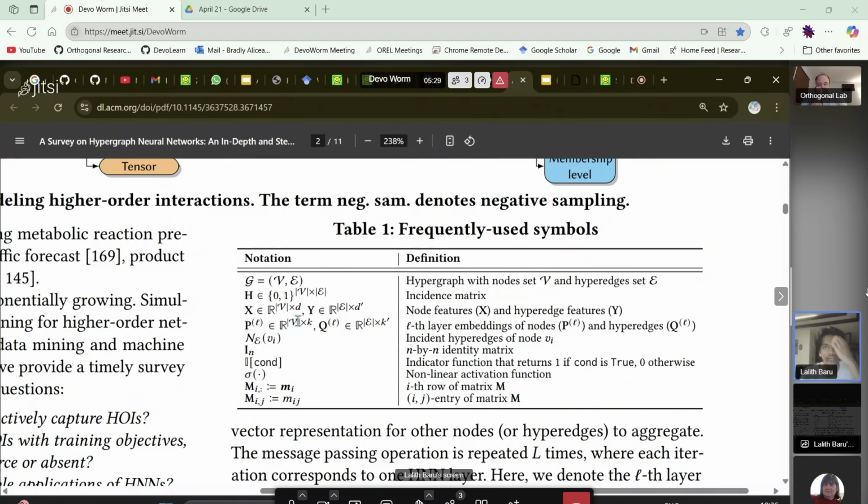Here we can see that the shape of the P-th layer is the cardinality of V times K. Here K is something we design because each layer has a different dimension, so K is the number of dimensions it has. The incident hyperedges are given by N subscript the hypernode, and I_N is the N by N identity matrix. I is the indicator function, sigma is a nonlinear activation function, and M is basically a matrix. I determines the row and J determines the column, so I comma J determines a single entry in a matrix.